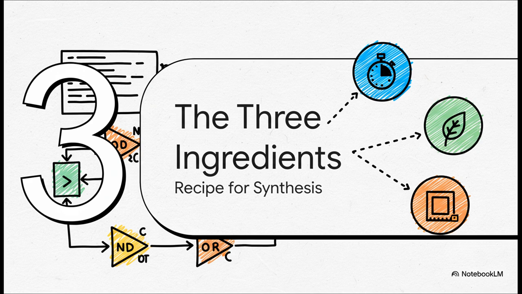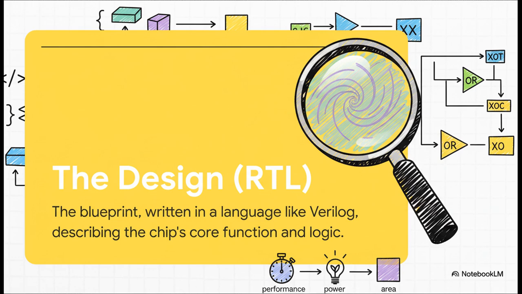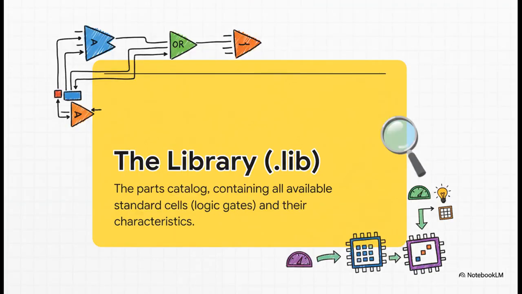Okay, so this digital translator can't just work in a vacuum, right? To do its job correctly, it needs a recipe. And that recipe has three absolutely essential ingredients. If you get any of them wrong, the final chip just isn't going to work the way you want it to. Ingredient number one is the design itself, the RTL code. This is the source of truth, written in a language like Verilog. It doesn't just describe the chip, it really captures its very soul, all the logic, all the behavior that's going to make it tick.